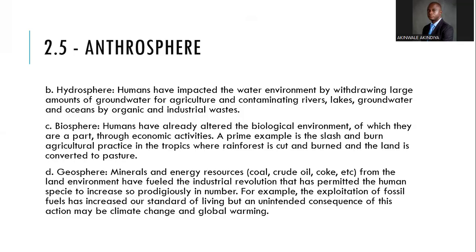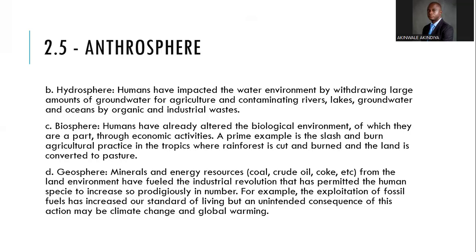How has the anthroposphere affected the water bodies, the hydrosphere? Humans have impacted the water environment by withdrawing large amounts of groundwater for agriculture and contaminating rivers, lakes, groundwater, and oceans with organic and industrial waste. So you have water bodies under the ground, in rocks called aquifers, rocks containing water. We have finished using up the rivers and the seas. Now we are going for water bodies even underneath the earth. So we do a lot of drilling and mining, and all this is having an impact on water bodies, both surface water bodies and underground water bodies.